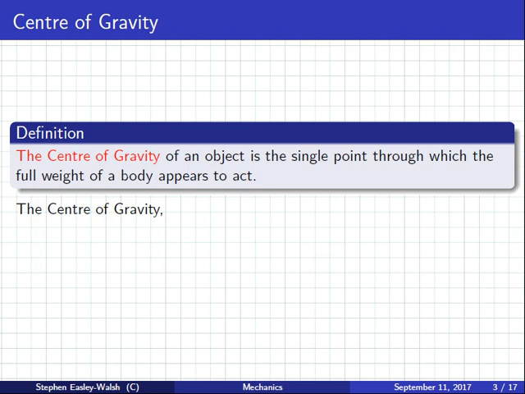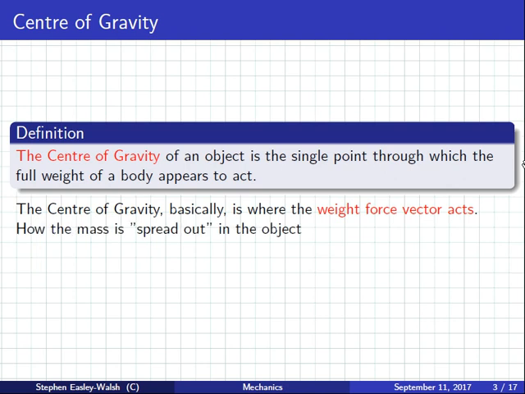Okay, continue. Do you need a minute? You're good? Okay. The centre of gravity basically is where the weight force vector acts. How the mass is spread out will affect the centre of gravity. So how the mass is distributed will change where the centre of gravity is.